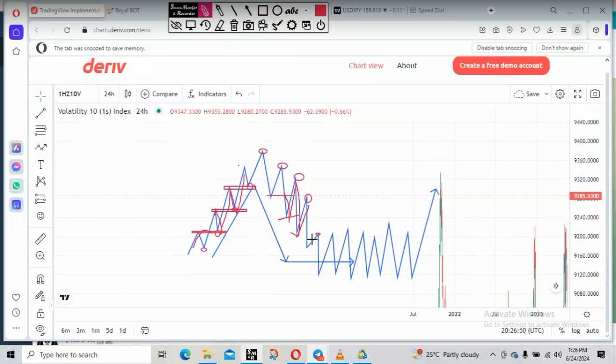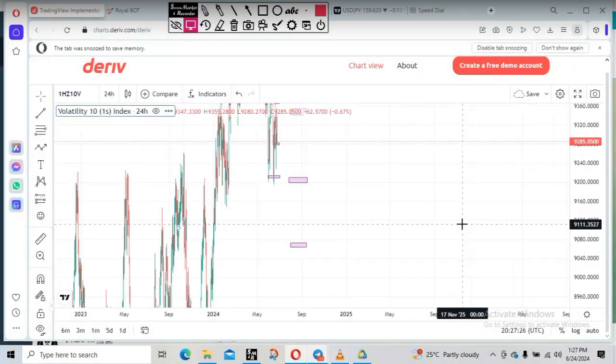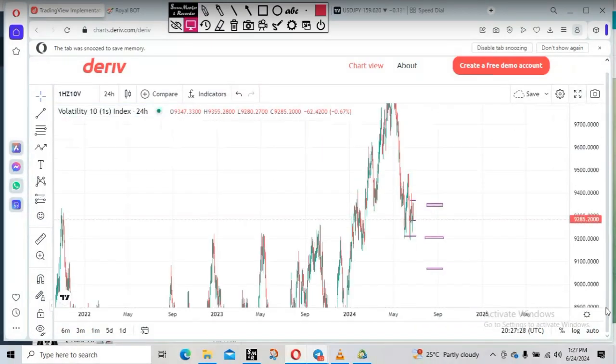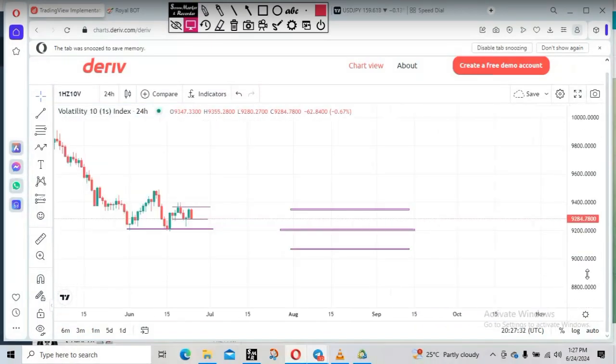So this should be the guide. This should guide you in your trading. Now, having understood that, let's go to the break and retest strategy.